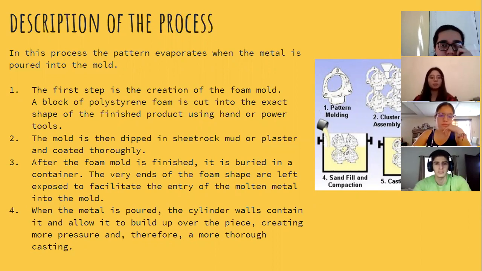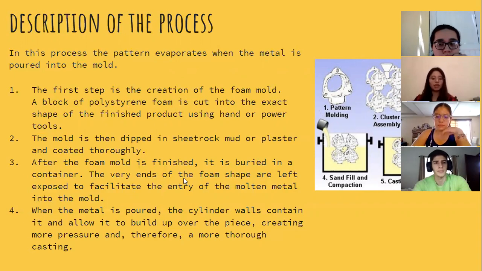The first step is the creation of the mold foam. A block of polystyrene foam is cut into the exact shape of the finished product using a hand or power tool. Second, the mold is then dipped into sheetrock mud, or plaster, and coated. Third, after the foam is finished, it's buried in a container.